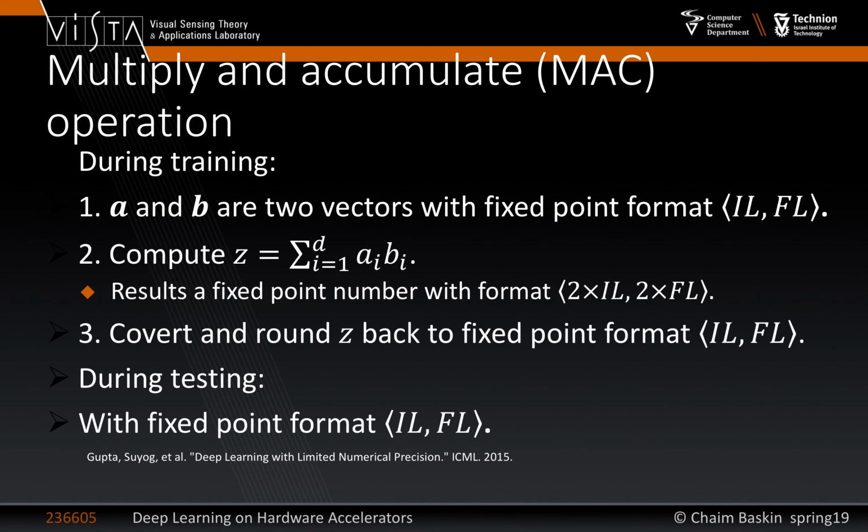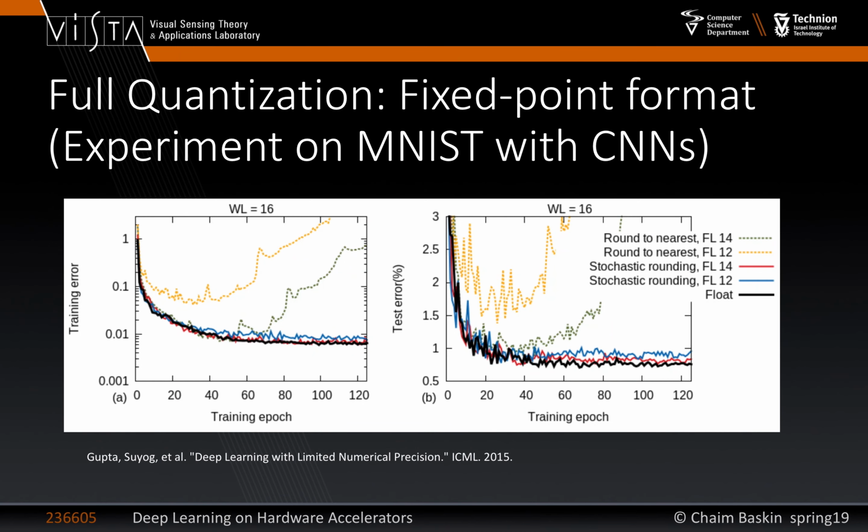We can use it during inference by applying only integer numbers, and this way we can reduce the computational complexity, because in hardware, using lower precision parameters, we need less energy to compute them. Okay? So that is full quantization with fixed point format.